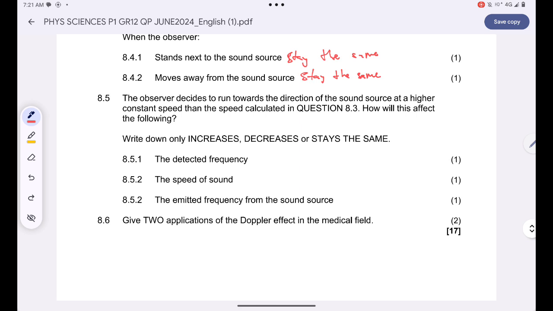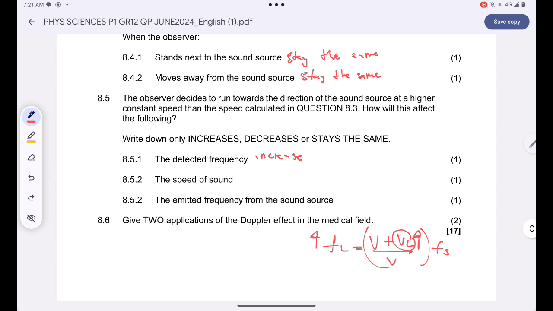Okay, the observer decides to run towards the direction of the sound source at a higher constant speed than the speed calculated in 8.3. How will this affect the following? Write down only increase, decrease, or stay the same. The detected frequency, this will increase. Remember that FL is equal to V plus VL all over V multiplied by Fs. If this guy over here increases, that means the frequency detected will increase as well.